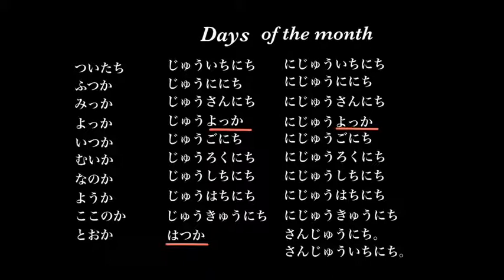We use these days of the month if we're talking about the date. Watch out for the ones ending in 4, watch out for number 20, and practice 1 to 10 until you've memorized tsuitachi, futsuka, mikka, yokka, itsuka, muika, nanoka, yoka, kokonoka, and toka.